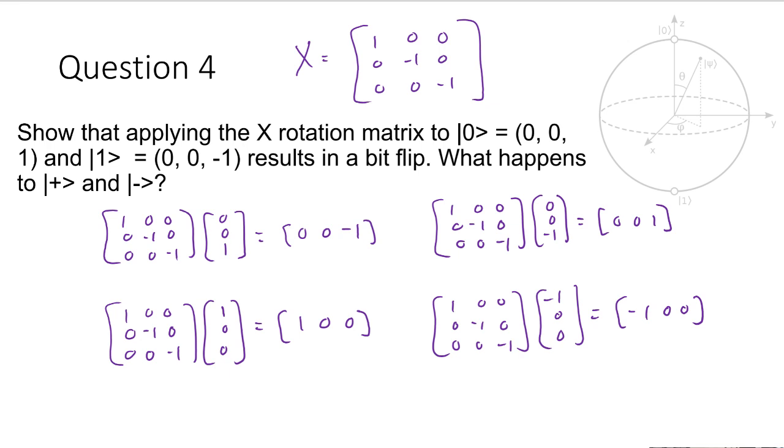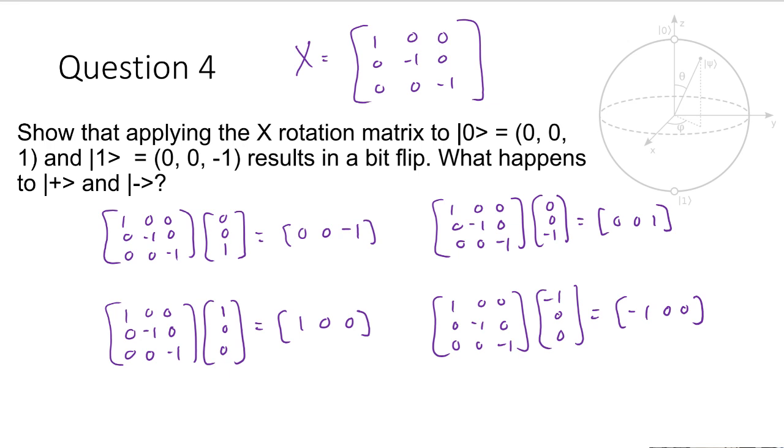So we flipped 0 and 1. That makes sense. You can tell that was what was going to happen if we just look at the Bloch sphere. So what happens if we apply the X gate to plus and minus?